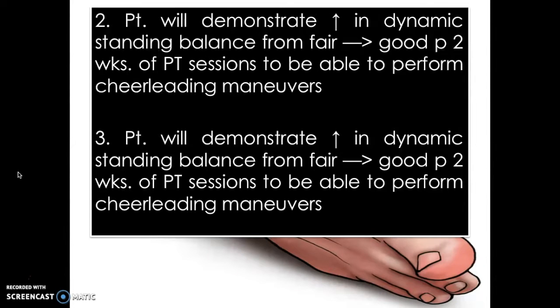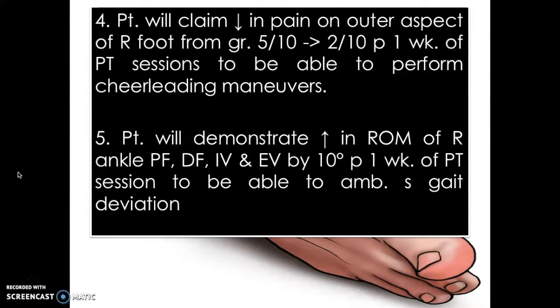Third is patient will demonstrate increased strength on the right ankle as to dorsiflexion, plantarflexion, inversion, and eversion by 1 grade after 4 weeks of PT sessions to be able to perform cheerleading maneuvers. Fourth is patient will claim decrease in pain on outer aspect of the right foot from grade 5 out of 10 to 2 out of 10 after 1 week of PT sessions to be able to perform cheerleading maneuvers. Fifth is patient will demonstrate increase in range of motion of right ankle, plantarflexion, dorsiflexion, inversion, and eversion by 10 degrees after 1 week of PT session to be able to ambulate without gait deviations.